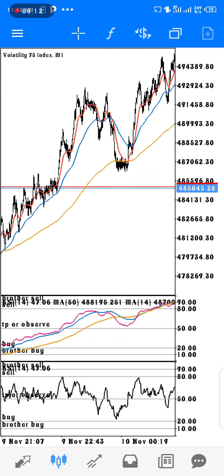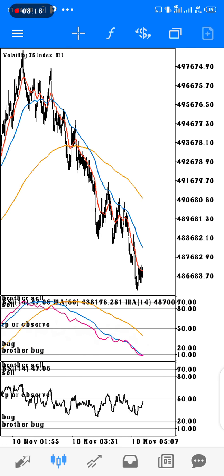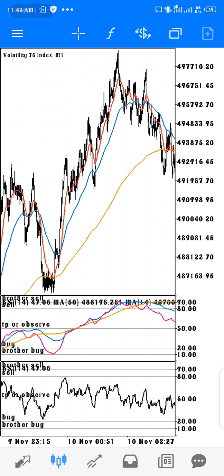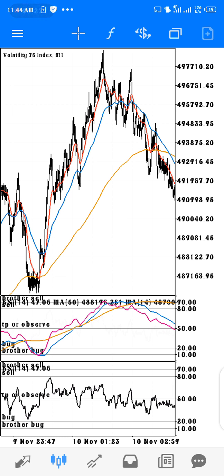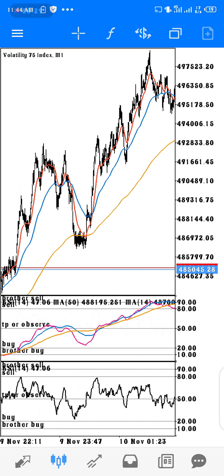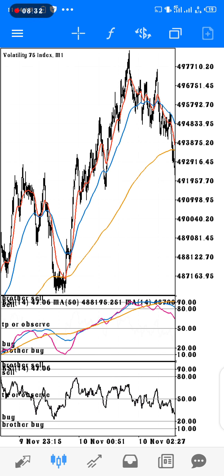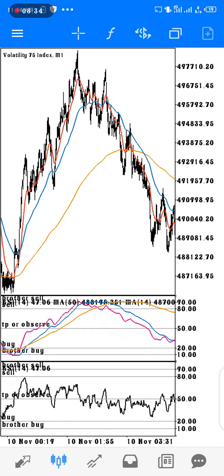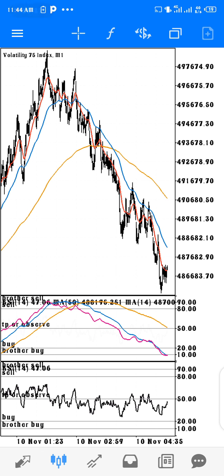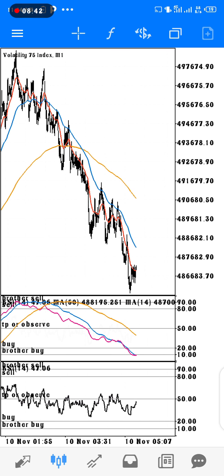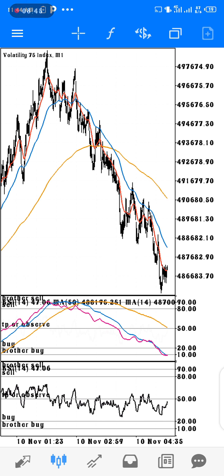I'll be rounding up soon. Now, in summary, you buy once there's a crossover facing up. That's the red crossing the blue facing upwards, and the indicator is in the buy zone. Then you sell when there is a crossover facing down, red crossing the blue, and also the indicators are in the sell zone. Hope you understand me, guys.